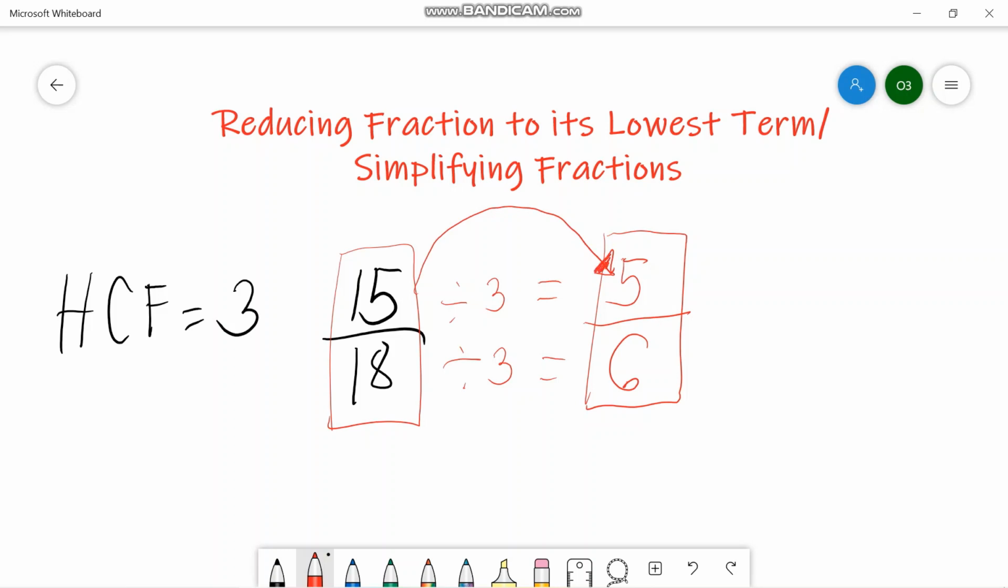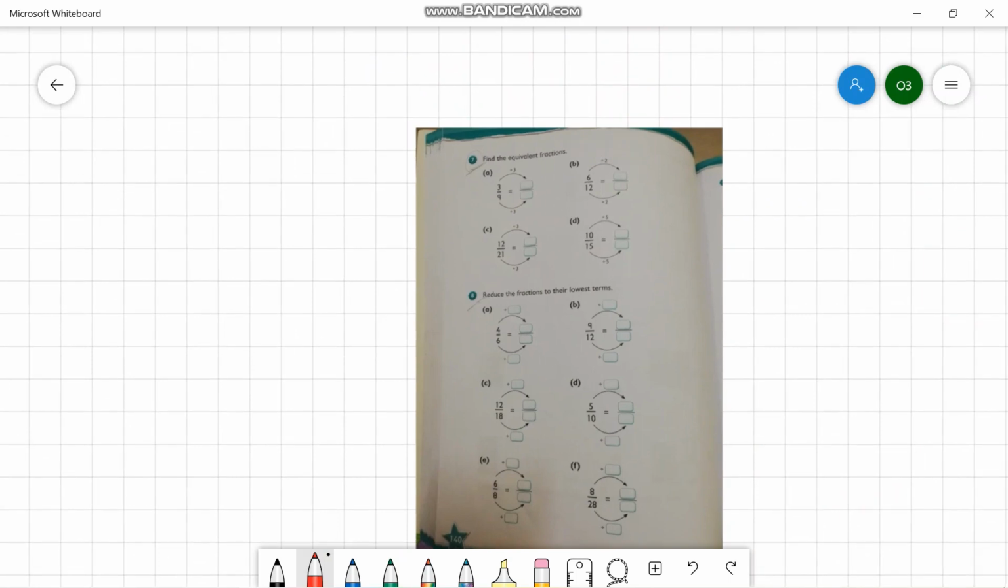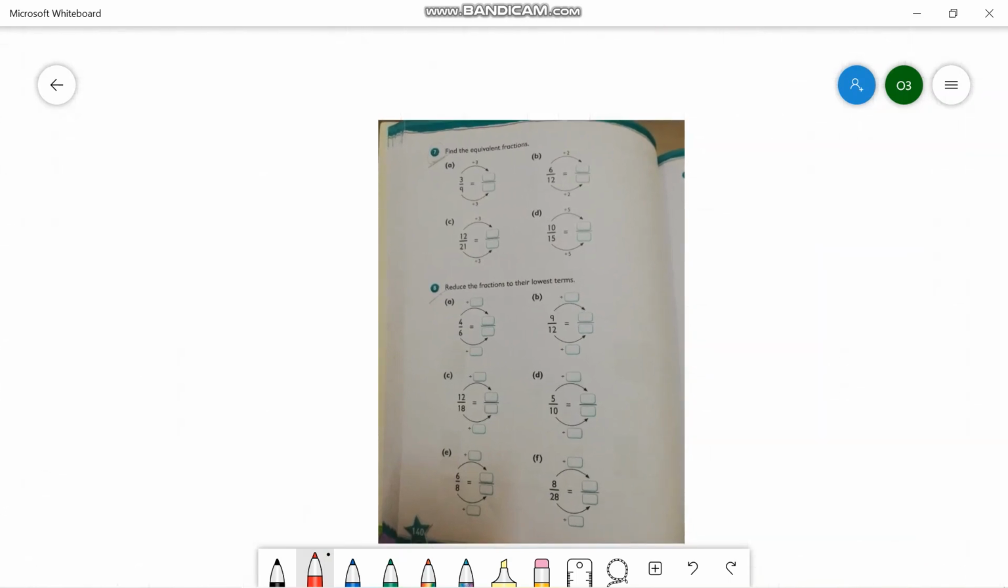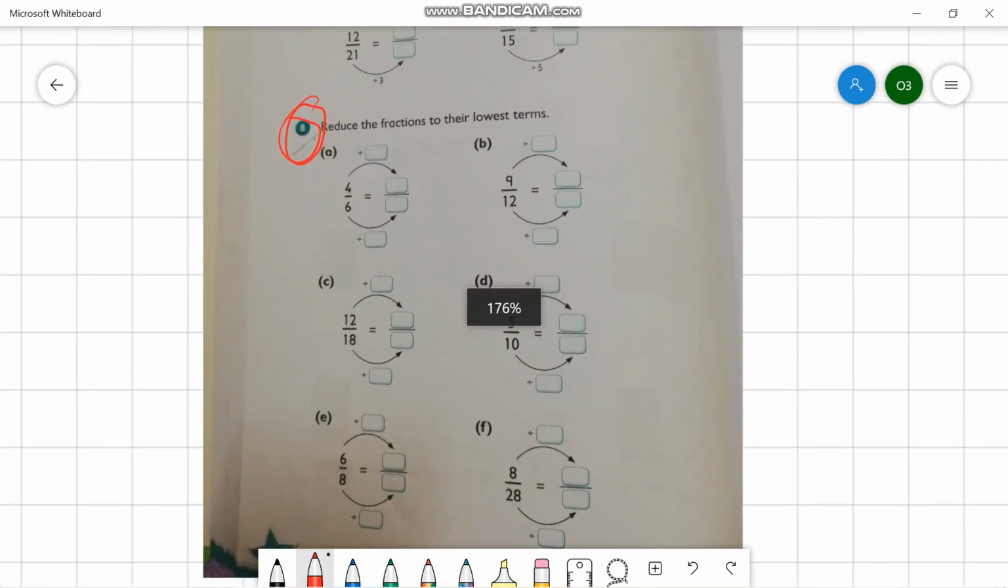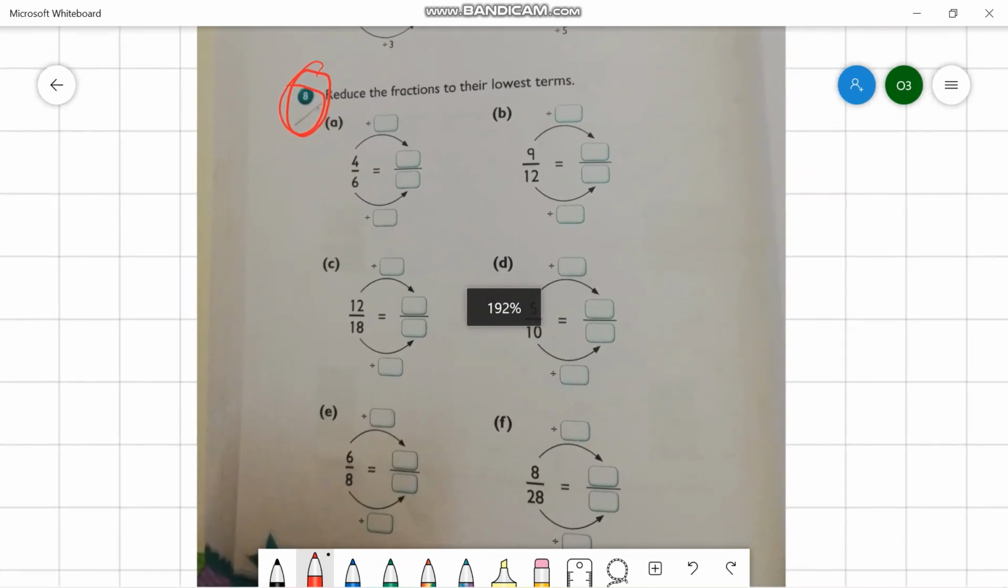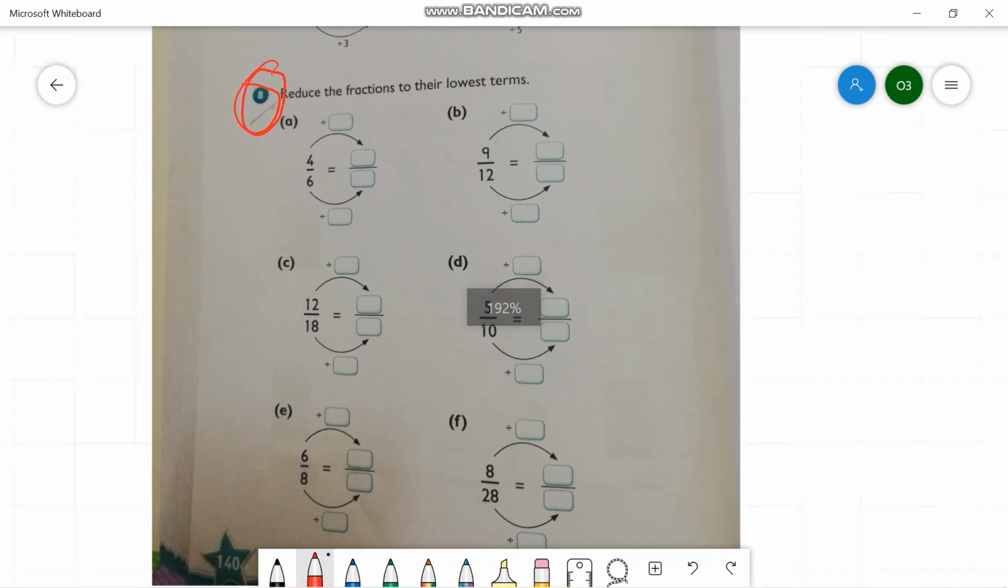Now let's go to your workbook. We stopped at number 7, so now we will continue with number 8, page 140. Reduce the fractions to their lowest terms. Letter A is 4 over 6.